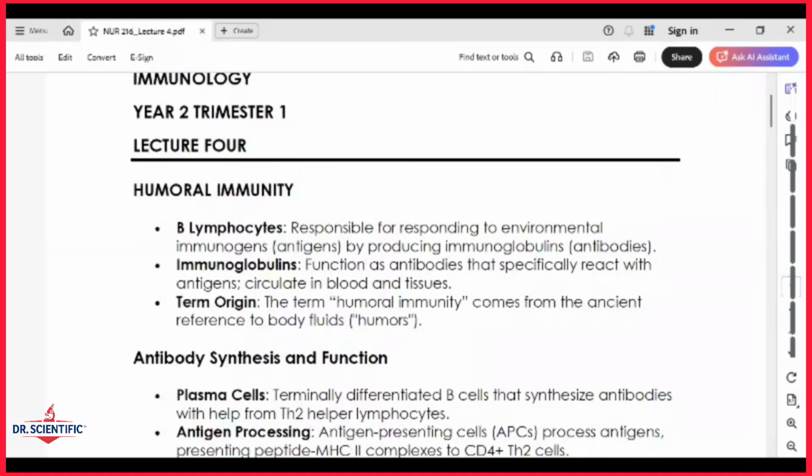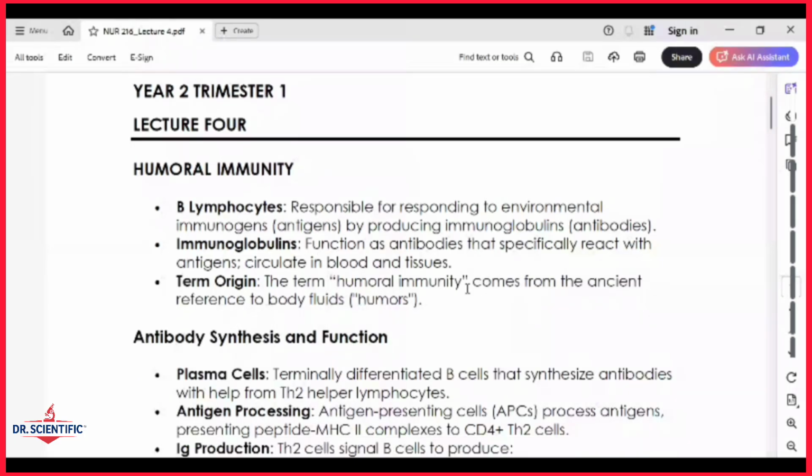And therefore, antibodies are abbreviated with Ig, meaning immunoglobulin. So we have different types of antibodies, and they are abbreviated Ig, to mean immunoglobulin. Yes, we know that these are types of proteins, and these proteins are globulins. They are globular, and they are a bit soluble in water.